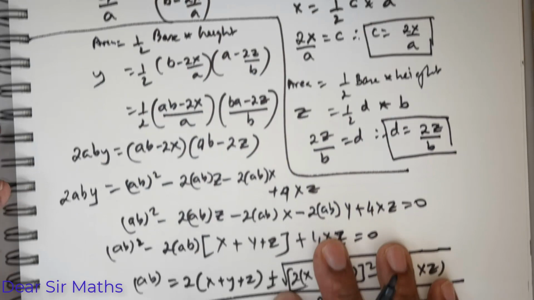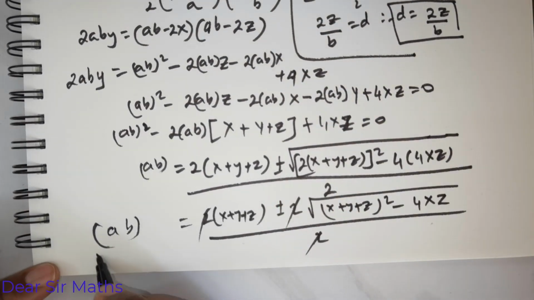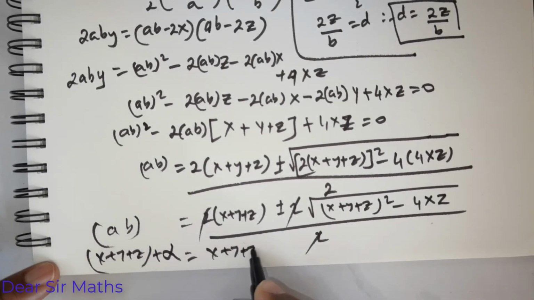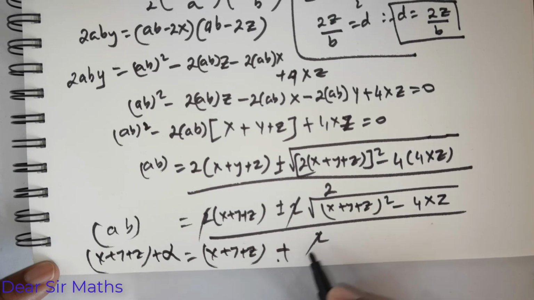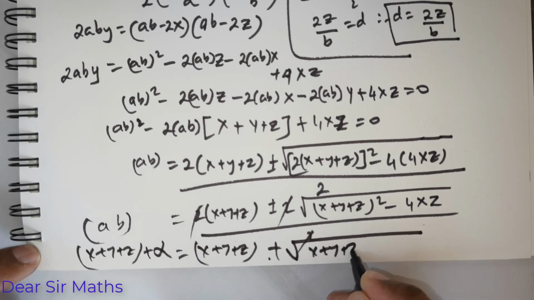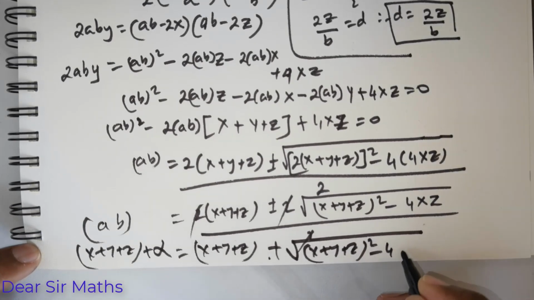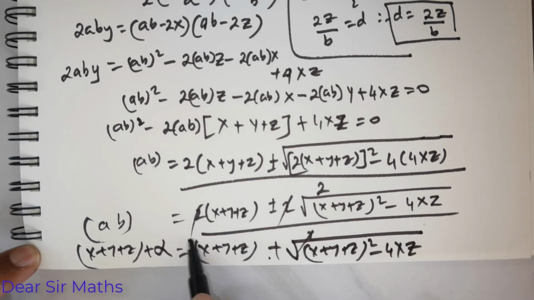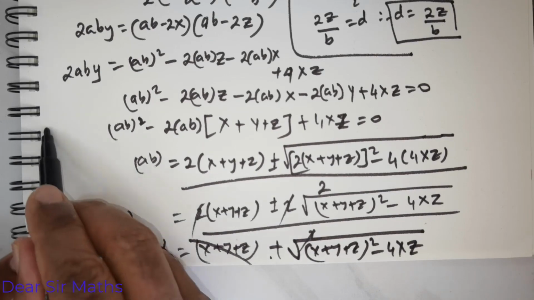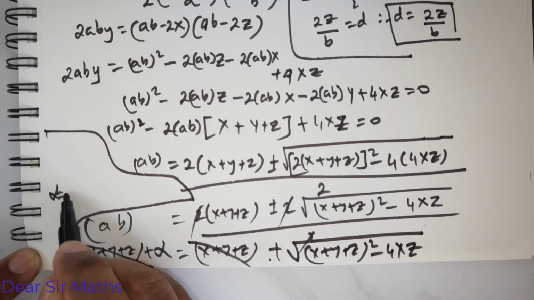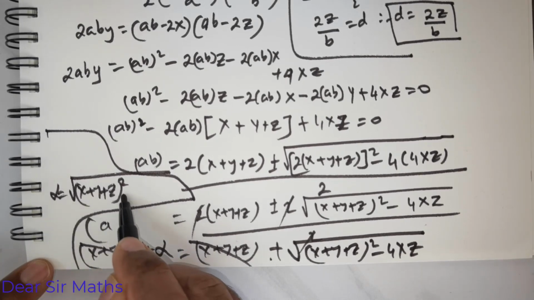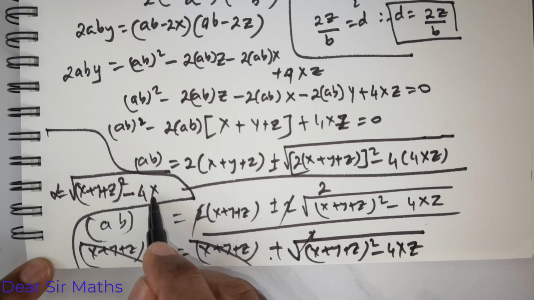Now take this value of AB and substitute it here. So this is going to be X plus Y plus Z plus alpha is equal to X plus Y plus Z plus, I'm taking only the positive root, right, positive side, the root of (X plus Y plus Z) raised to the power of 2 minus 4 times X into Z. Now clearly X plus Y plus Z and X plus Y plus Z goes away, giving me alpha is equal to the square root of (X plus Y plus Z) raised to the power of 2 minus 4 times X into Z.